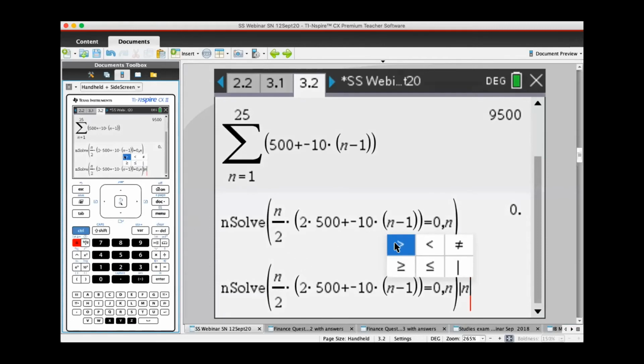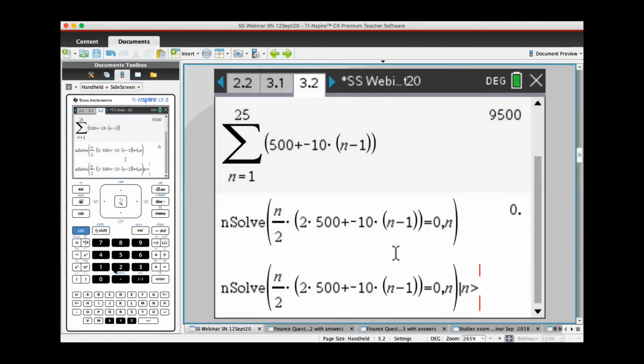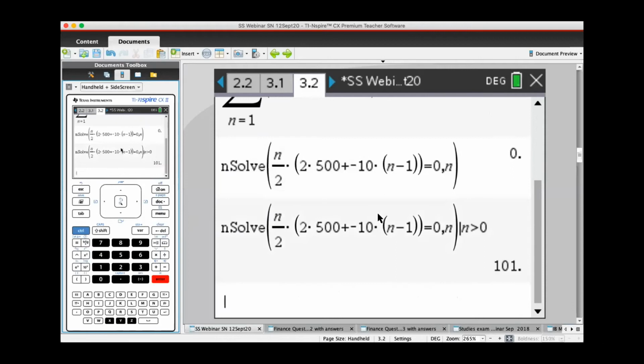I'm going to say n has to be greater than 0 because n is the number of terms, so n can't be negative. The answer to this expression is 0. So you're forcing the calculator to give you the answer, and that is why you get n equals 101.